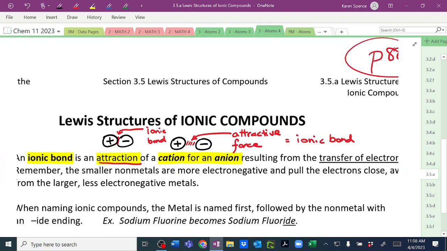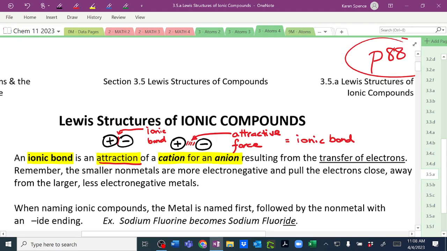It says, remember the smaller nonmetals are more electronegative. You don't know that word yet, so you're not going to remember that very well. This is more like if you had been in my enriched class, because I use the same sheets for my enriched class and this class, and their atom unit is significantly different than yours. So anyway, doesn't matter. You can just ignore this part here.